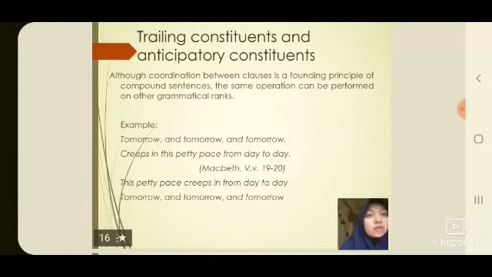Okay, we go on to trailing constituents and anticipatory constituents. A constituent is a word or a group of words that functions as a single unit. Although coordination between clauses is a founding principle of compound sentences, the same operation can be performed on other grammatical ranks. Usually coordination is just a link between clauses that we find in a paragraph or sentence, but in this section it is about coordination between words.